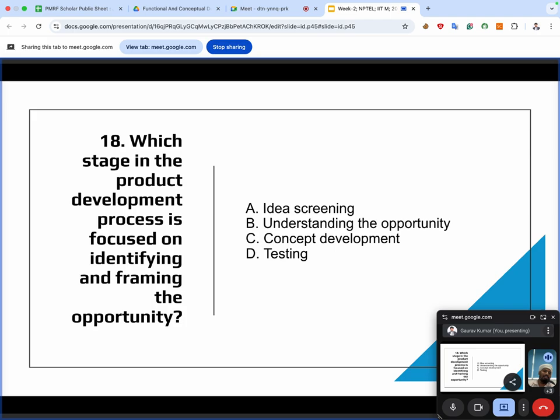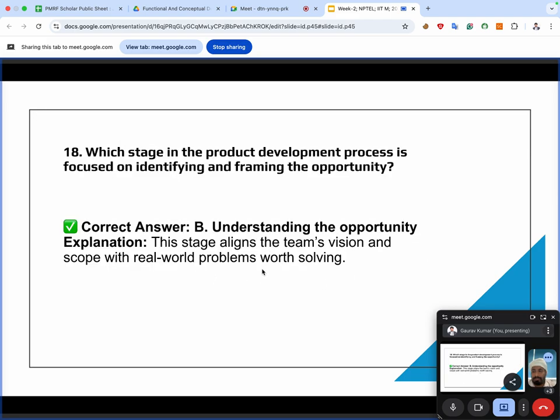teams must be aligned on what opportunity they are solving. So this includes the customer's pain point, right? Unmet needs and existing solutions. This stage helps the team to prioritize the problem worth solving and define the vision clearly. So B is the right answer. Yes, the explanation part you can see here on your screen.